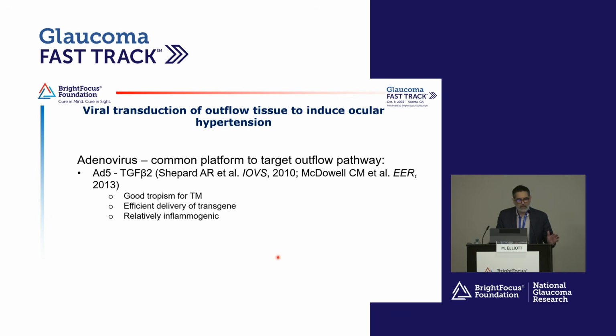And I think the earliest studies in the eye used adenovirus, because adenovirus has great tropism for the TM. It's efficient at delivering transgenes. And what I'll talk about are studies that deliver TGF-beta 2. But the downside of AD5 is that it has been reported to be a little more inflammogenic.